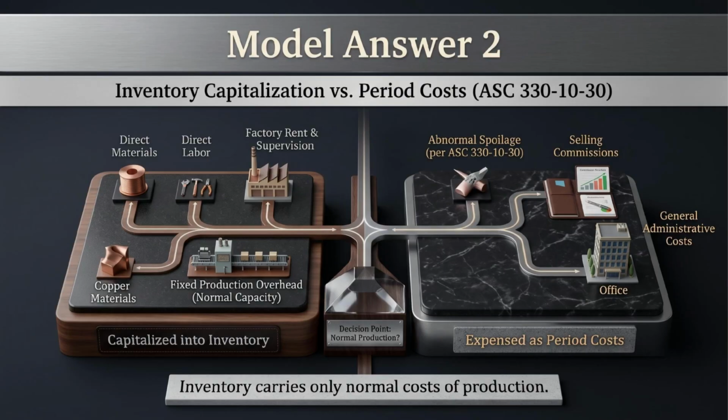Selling commissions are selling costs and are expensed as incurred. General head office salary is usually expensed unless it is clearly production related. The clean conclusion is inventory carries normal costs of production, not selling costs or abnormal waste.